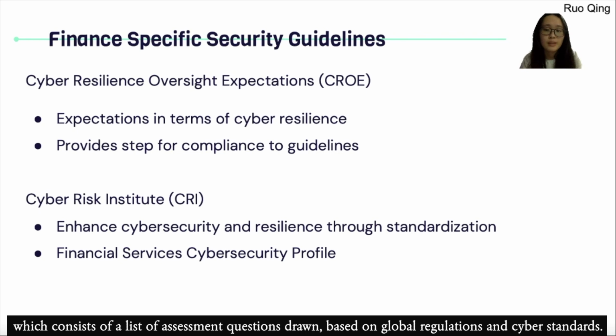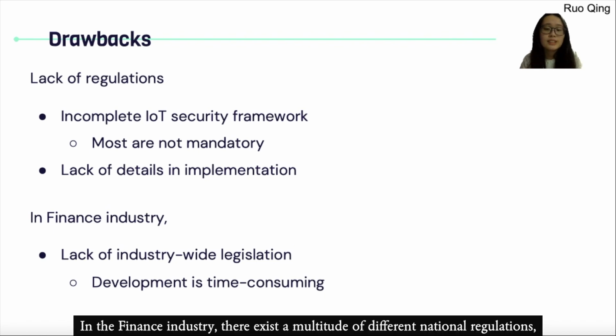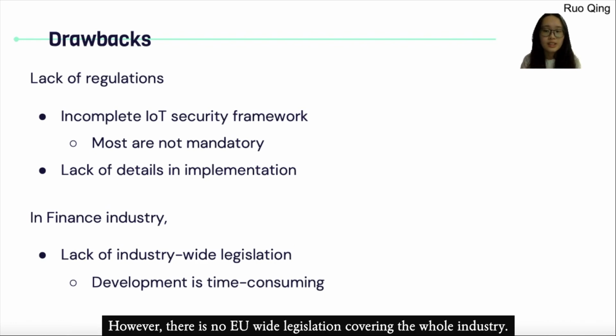Lastly, the main drawback of the EU's current situation is the lack of regulations. The IoT security framework in the EU is incomplete and mostly not mandatory. Most of the guidelines published also do not provide details in implementation. In the finance industry, there exists a multitude of different national regulations and sector-specific standards. However, there is no EU-wide legislation covering the whole industry. The development of such legislation will be extremely time-consuming.